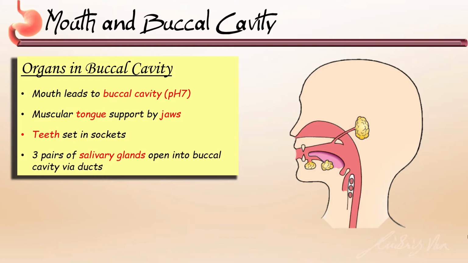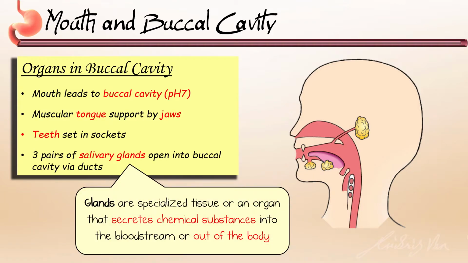Right now, the word gland is a new word to you. So what is a gland? Glands are specialized tissues or organs that secrete chemical substances. They can secrete substances into our bloodstream or outside of our body. In this case, they are secreting saliva as well as the enzyme inside our saliva into our mouth. So please copy down the definition of gland. It will be useful as we carry on.